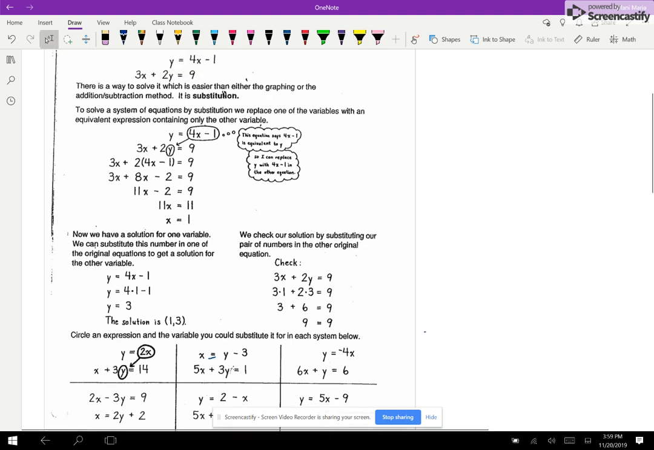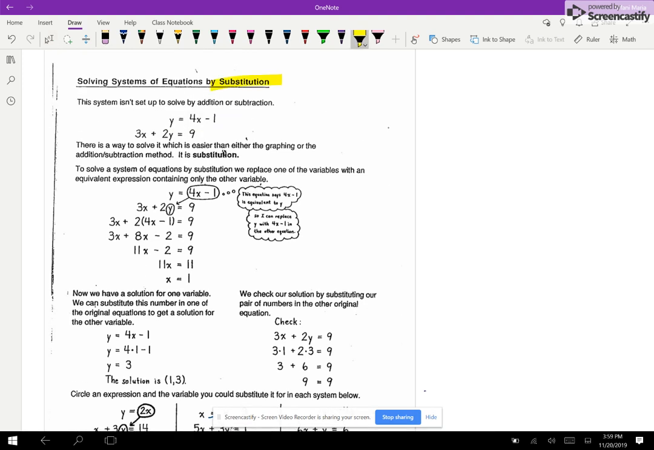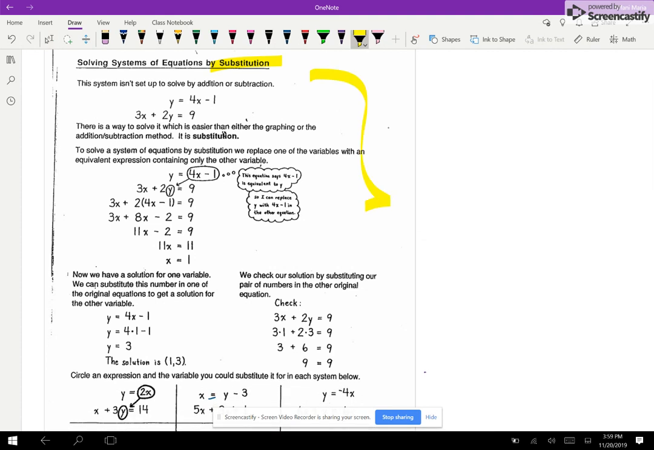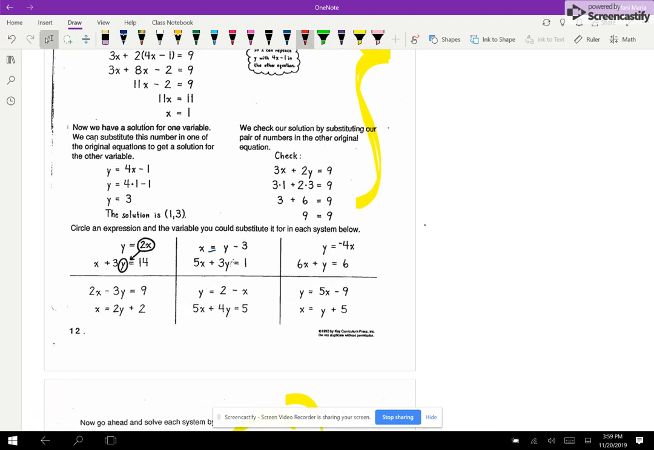Hey guys, this is a video of substitution. What you're going to be doing is substituting in an expression or a number into the other equation. So here's an example right here that you can refer to. I'm going to go ahead and do these bottom equations.